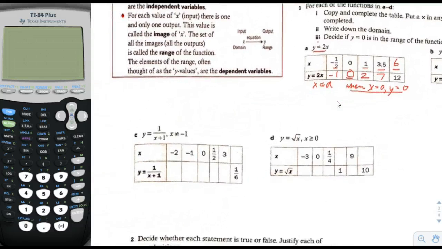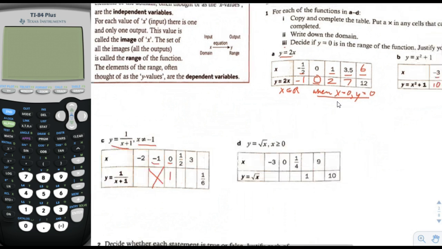C. Y equals 1 over x plus 1 is the function. If I put 0 in, then I'm going to get y is 1 over 1, which is 1. If I put -1 in, oh, well, look, x can't be -1, so we're going to put a big X here.